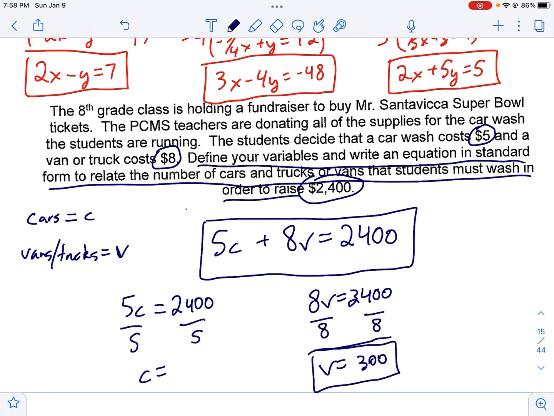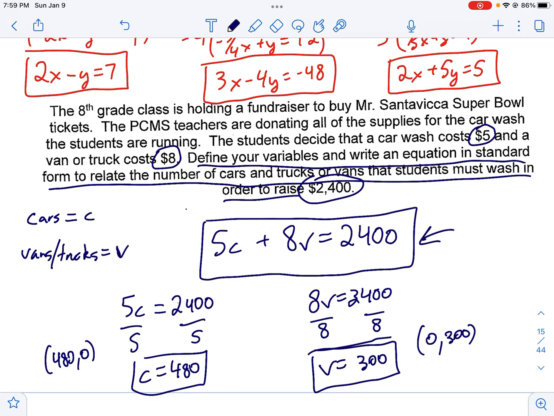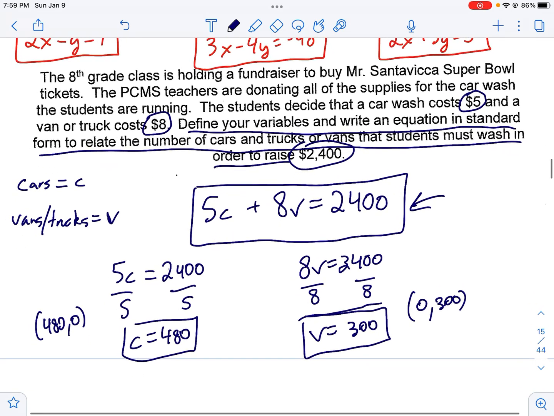I'm going to have to refer to my calculator. I have a good idea what the answer is, but I'd rather not make a mistake since this is going on YouTube. It ends up being 480. So if we just had cars, it would be 480 cars. That's the intercept 480, comma 0. And if we just had vans, it would be 300 vans, or 0, 300. So the standard form is helpful for writing an equation, but it also helps us find the extreme values of a real-world situation.